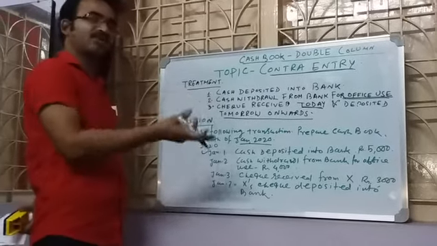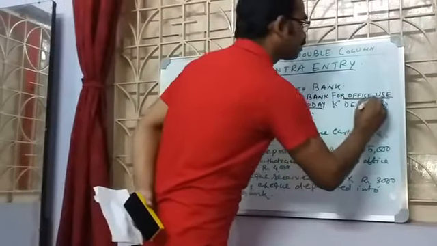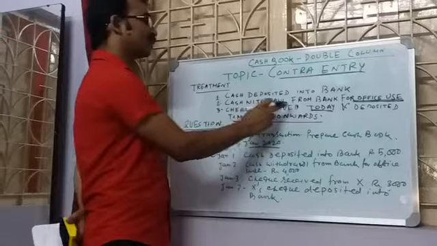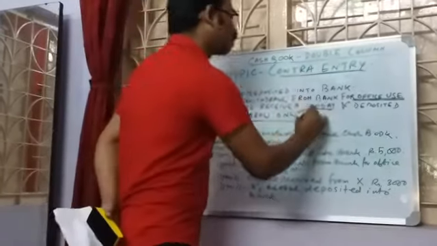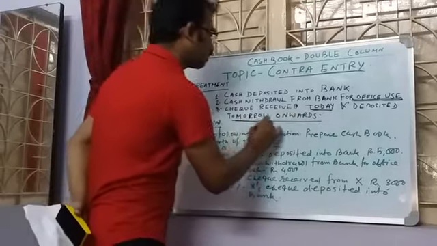The second one is if I withdraw money from the bank for office use. Underline office use, not for personal use. The third one is a check received today, and underline today, and deposited tomorrow onwards. What does it mean, tomorrow onwards?